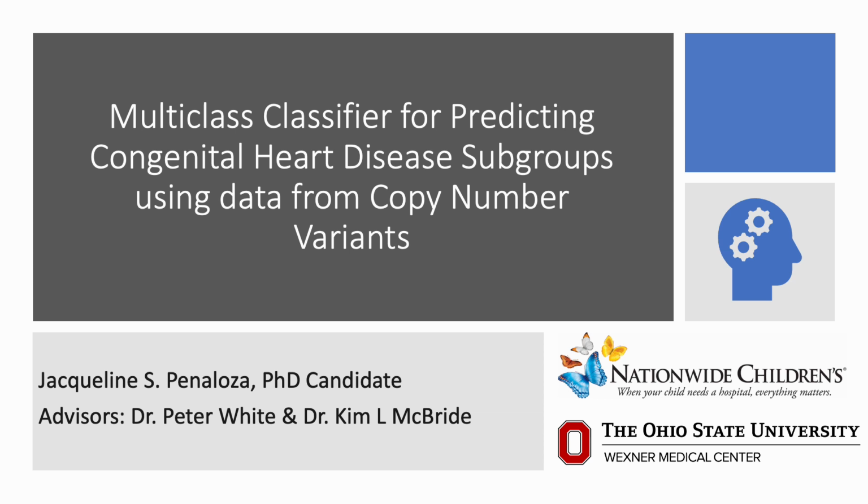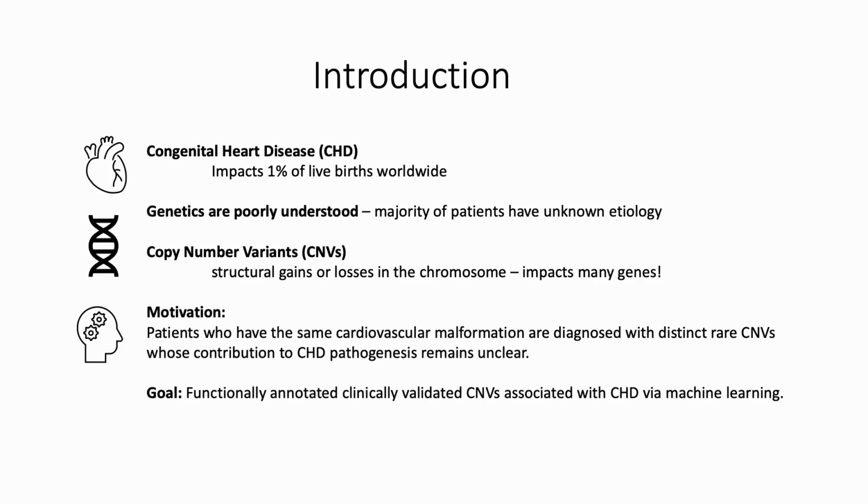I am from Peter White's lab, and today I will be presenting on Multiclass Classifier for predicting congenital heart disease subgroups using data from copy number variants. Congenital heart disease is a defect in the heart present at birth, which can impact 1% of live births worldwide. The genetics of congenital heart disease is not well understood. One possibility is copy number variants, also known as CNVs. These are structural gains or losses in the chromosome, and unfortunately, this can impact many genes.